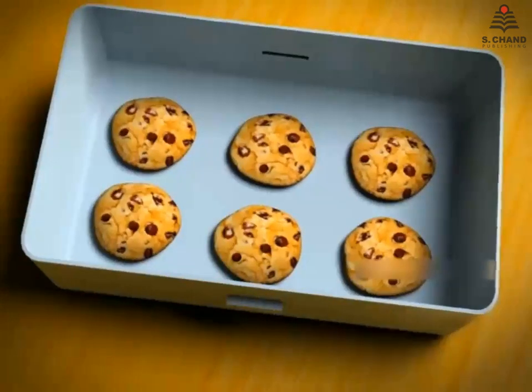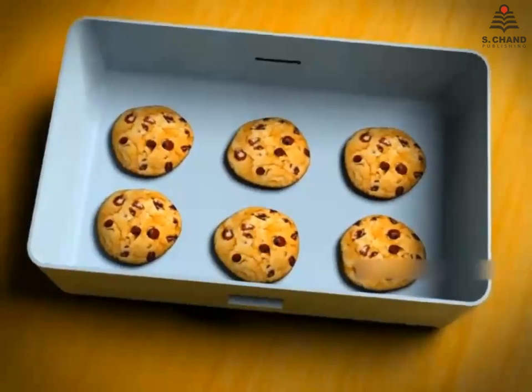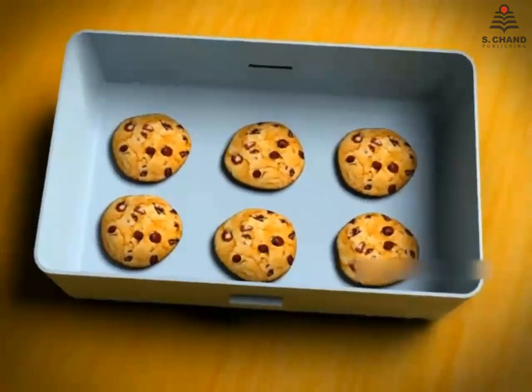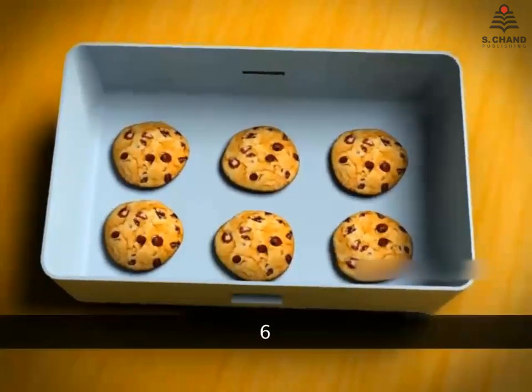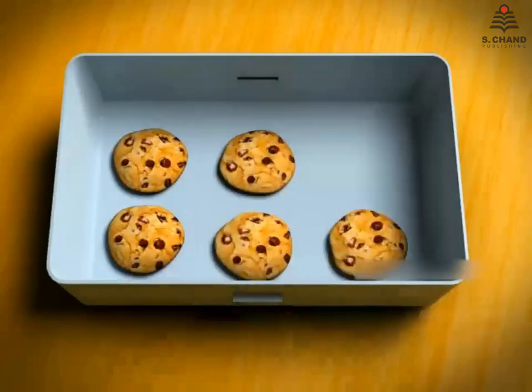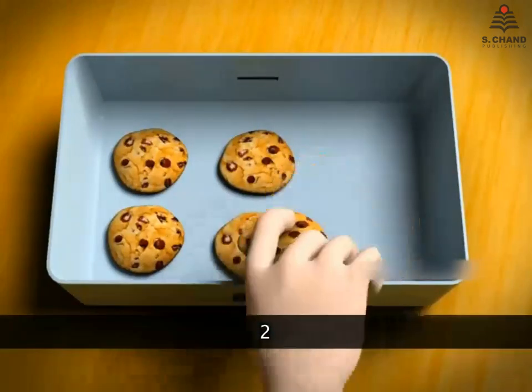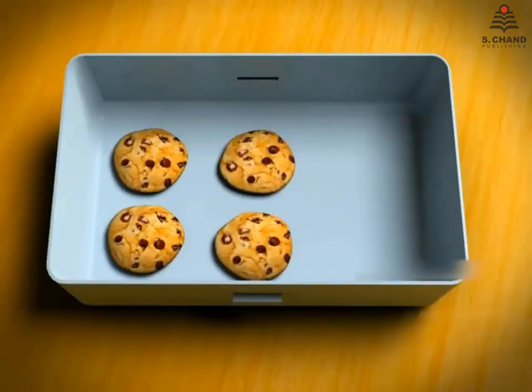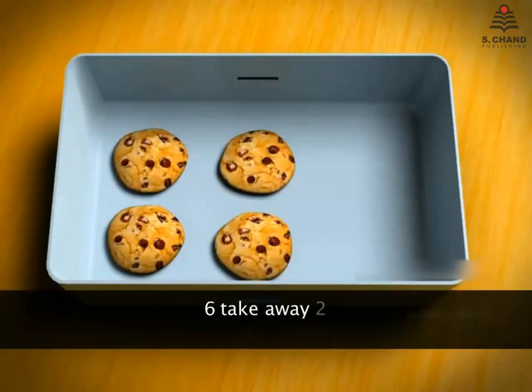Jack wants to share his cookies with Stella. There are 6 cookies in his box. Stella takes 2 cookies. 6 take away 2 is written as 6 minus 2.